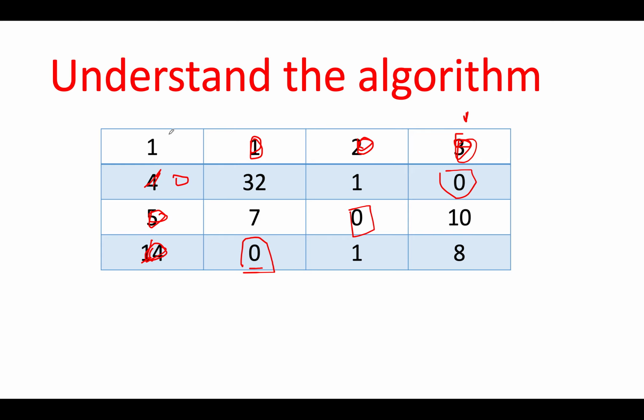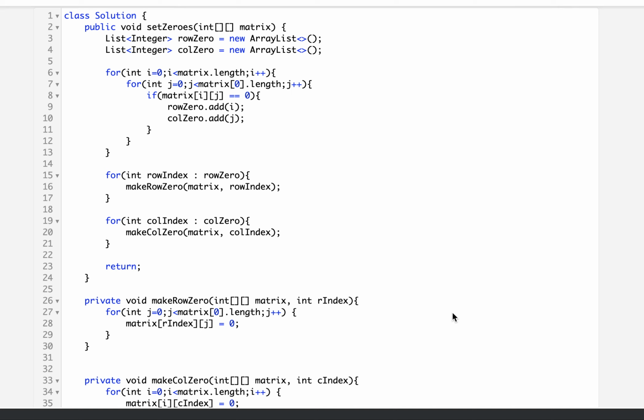And now the matrix is something like this: 1 0 0 0 0 0 0 0 0 0. What you're gonna do? The first thing that I have done here is to define two arrays that will store the indexes of those rows that are to be marked 0, the indexes of those columns that are to be marked 0.